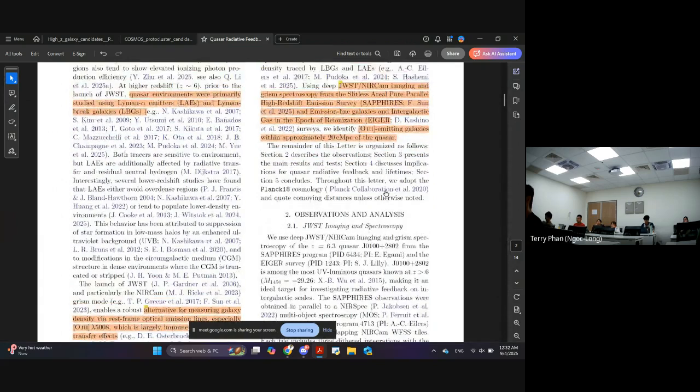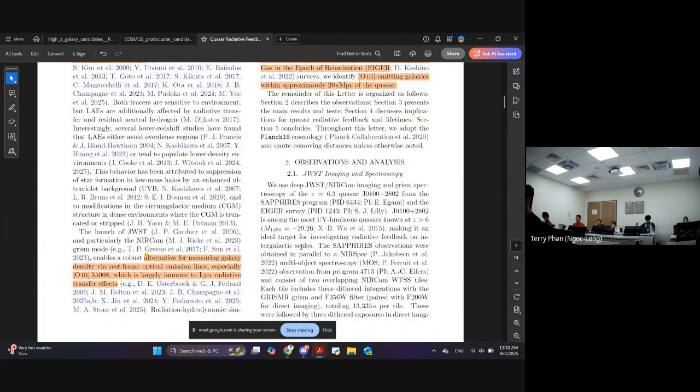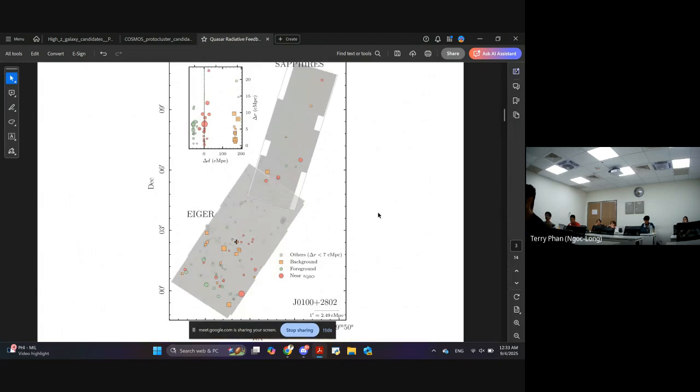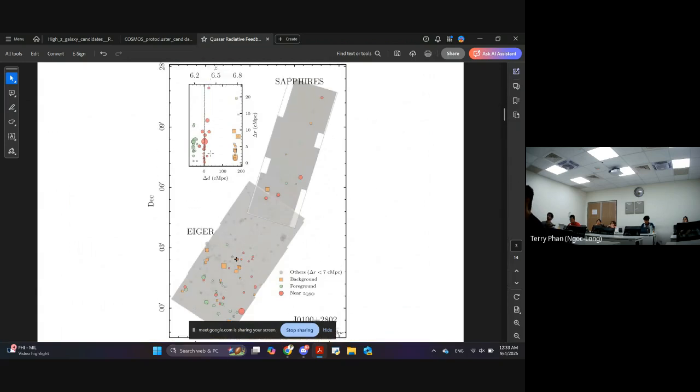The reason they used O3 was because it's not affected by radiative transfer, unlike Lyman alpha, which is highly affected by radiative transfer. So they wanted some other emission line that could be used to detect star formation that isn't prone to these radiative transfer effects.